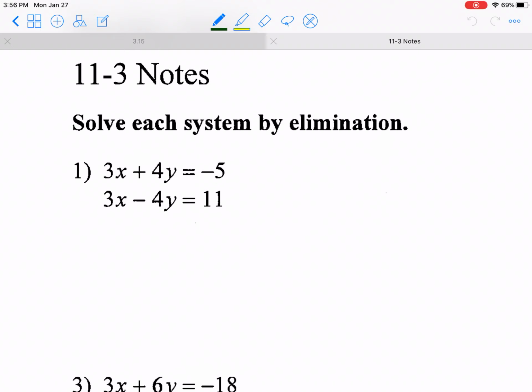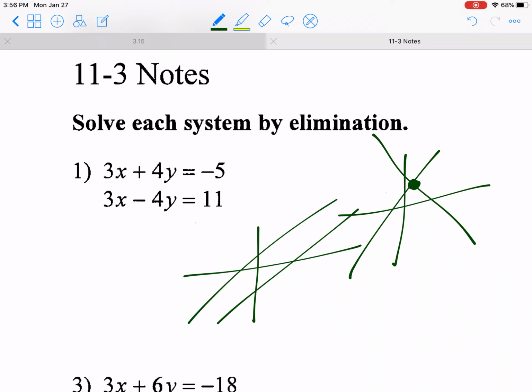All right, as we study systems of equations, we've discovered that we can solve equations through graphing, right? So if we have two lines that intersect, the point of their intersection is the solution. We have also discovered that if we graph and they have the same slope and different y-intercepts, then they will never intersect, so they have no solutions.